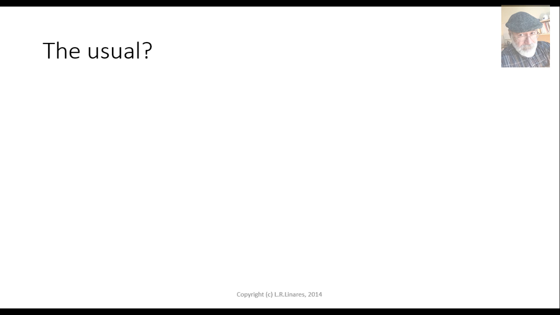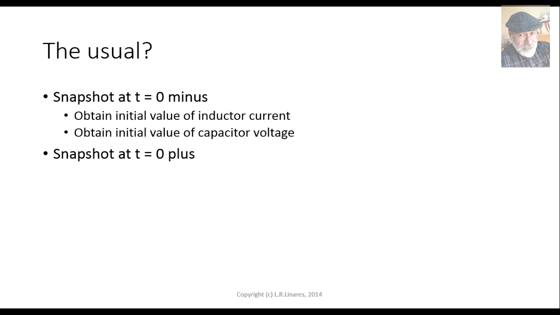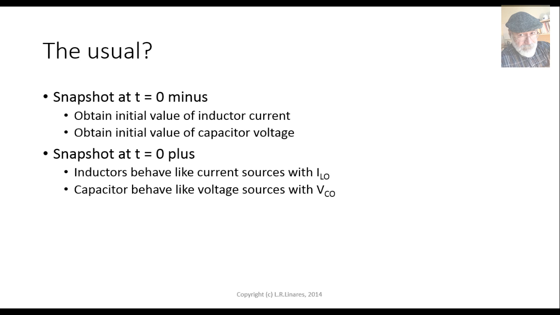We do the usual in second order circuits. Snapshot at 0 minus. From that snapshot, we obtain the initial value of the current in the inductor and the initial value of the voltage in the capacitor. In this case, it's 0. That is not even part of the snapshot. And then we take a snapshot at 0 plus, and in that snapshot, inductors behave like current sources with the value IL0. Capacitors behave like voltage sources with the value VC0. We have seen all of this.